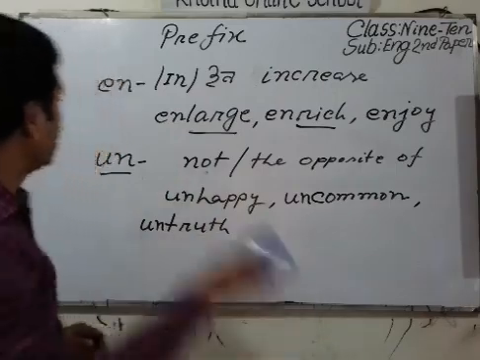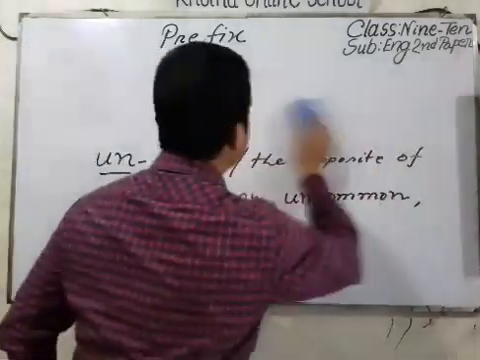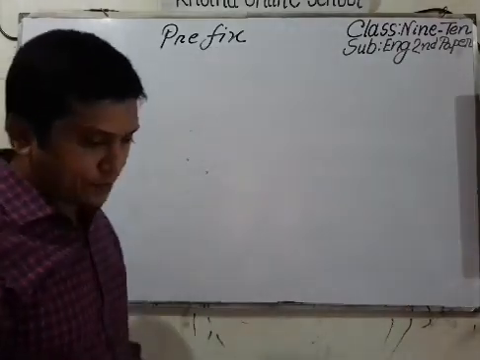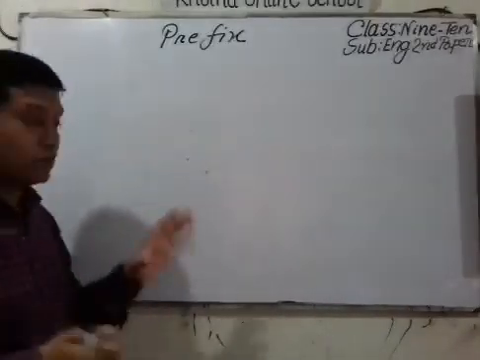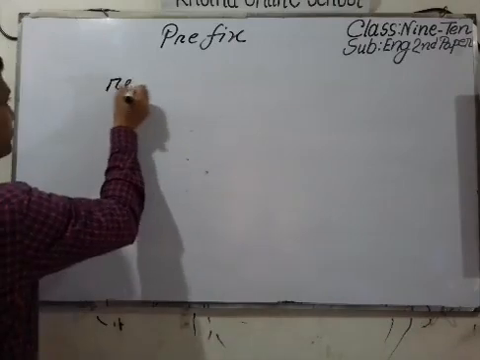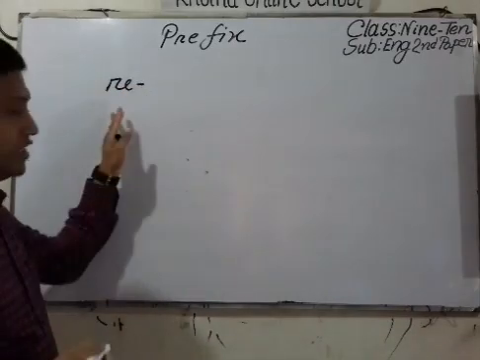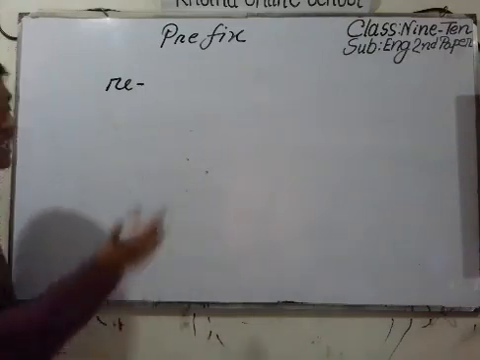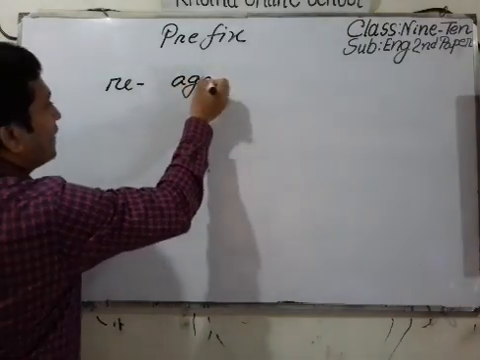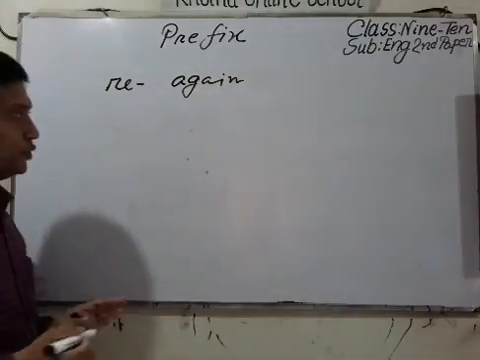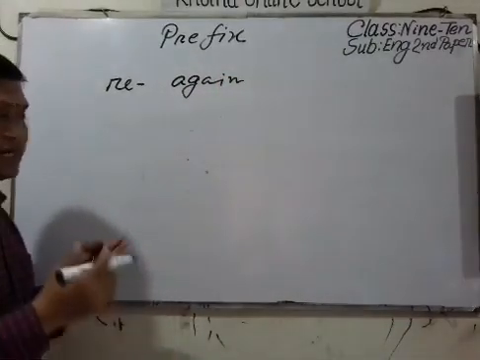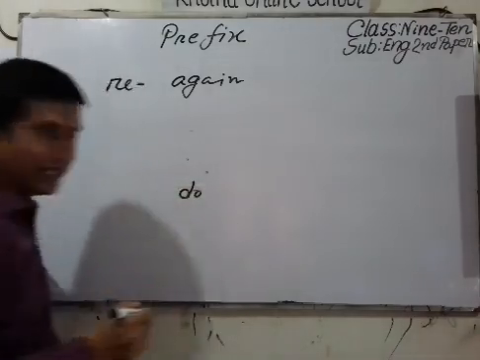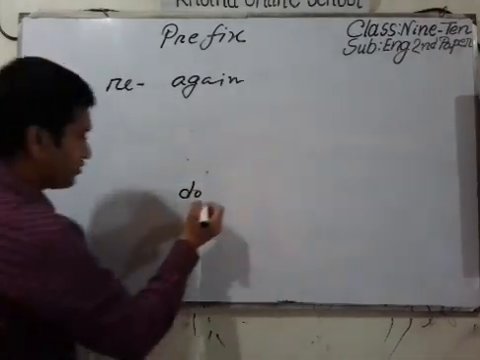Okay, so students, we are working on a few prefixes. Now this time I'm writing another prefix, and that is "re". Have you heard of this prefix "re"? Its implied meaning is again. Suppose you are doing, I am doing a do. Now, if you do it again, you can write redo.